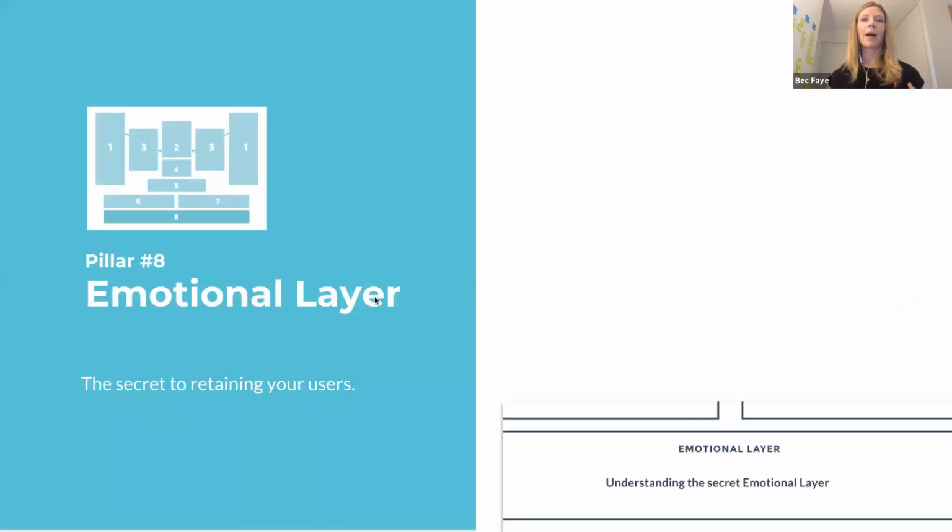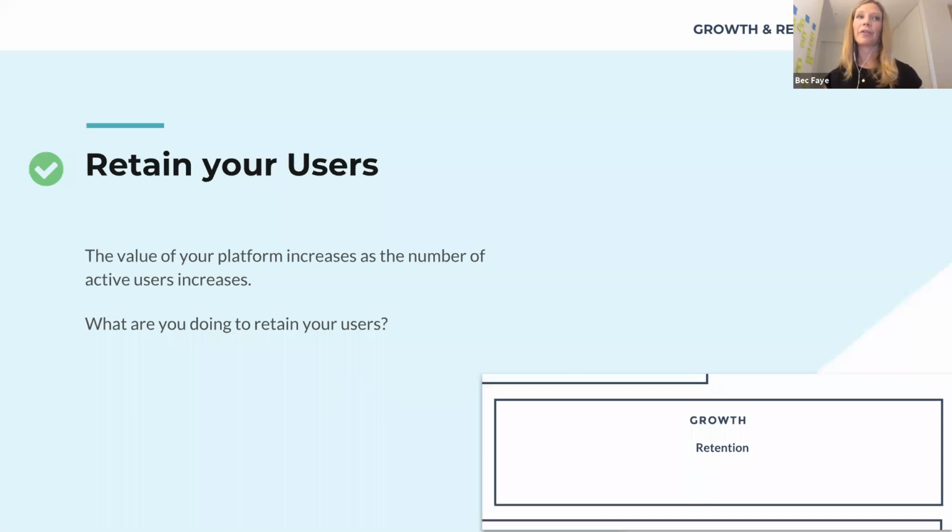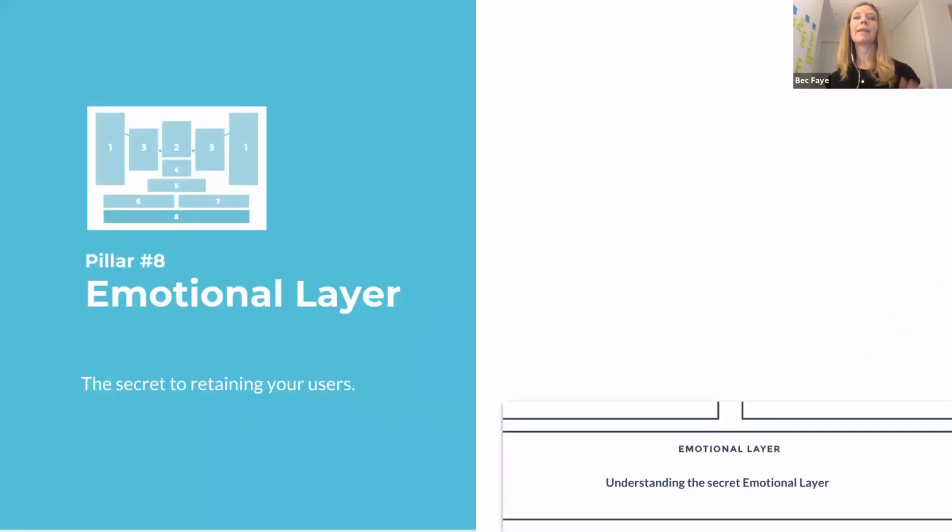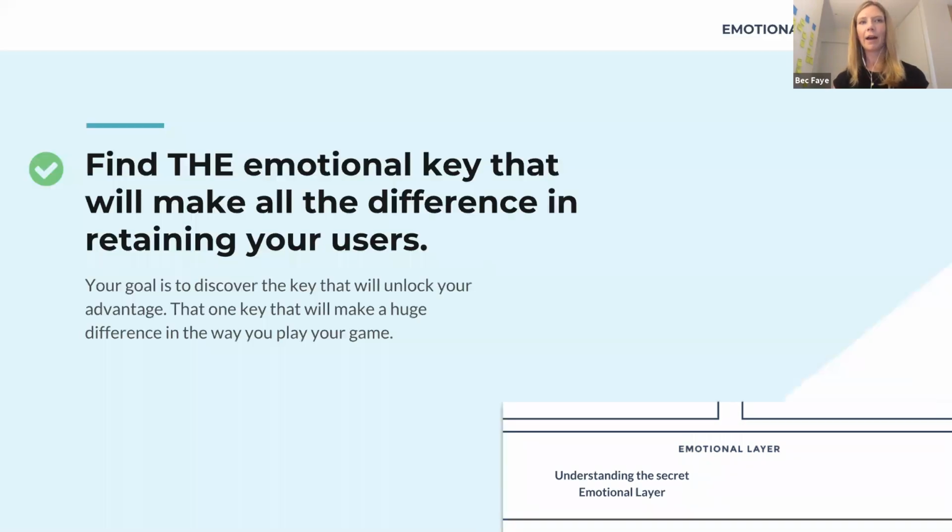So here we're talking about how to retain your users. And one of the big secrets I find is the emotional layer. This is pillar number 8, which you will see underlines everything. This is an additional pillar that I've added more recently after reading some really interesting articles. You see, finding the emotional key is something that will make a huge difference in retaining your users.